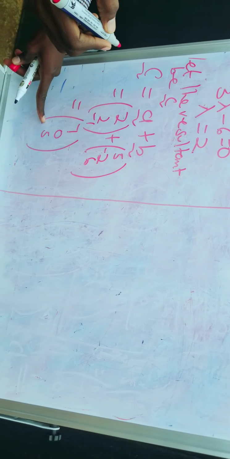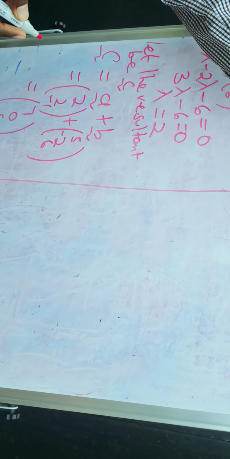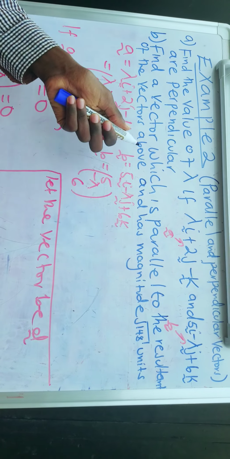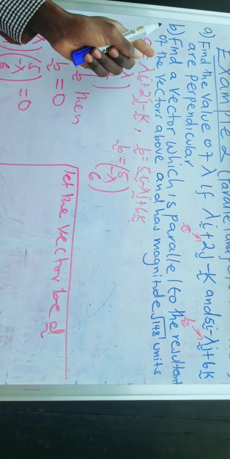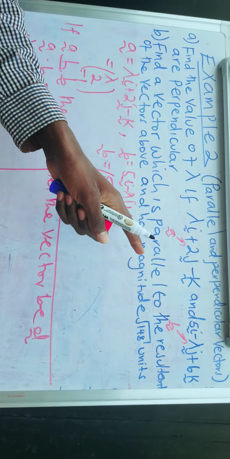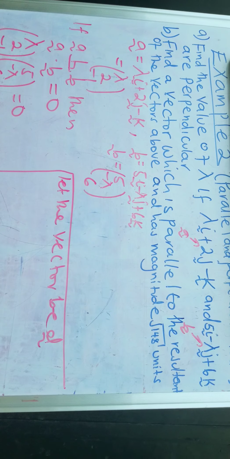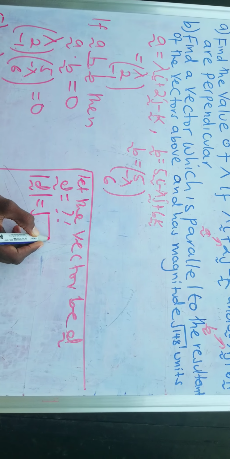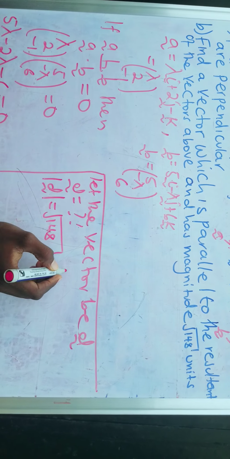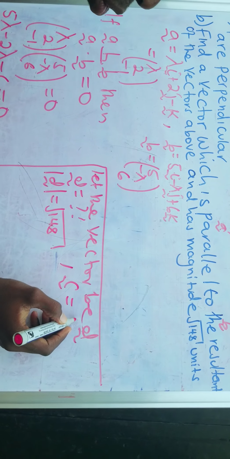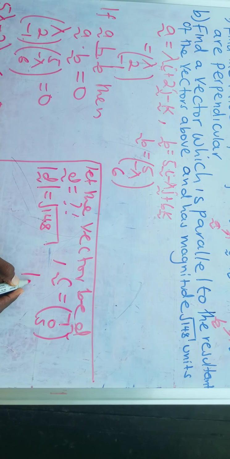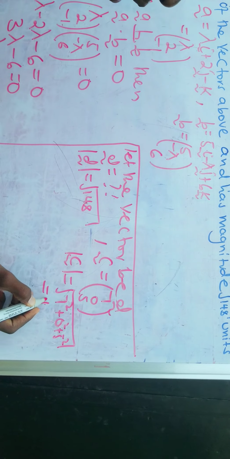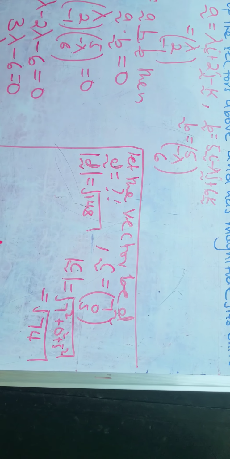They are telling us to find a vector which is parallel to the resultant. Our resultant is C. We are first getting the resultant, which is C, of the vectors above, and has magnitude root 148. So this question is the same as telling you to find a vector which is parallel to A plus B of the vectors above, and has magnitude root 148. So we don't know D, but we know its magnitude is the square root of 148. We want it to be parallel to C, which we have got as (7, 0, 5), and we can get the magnitude of C as the square root of 7 squared plus 0 squared plus 5 squared, giving us the square root of 49 plus 25, which is 74.